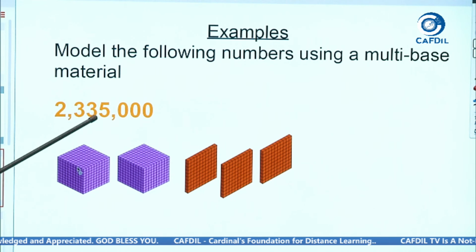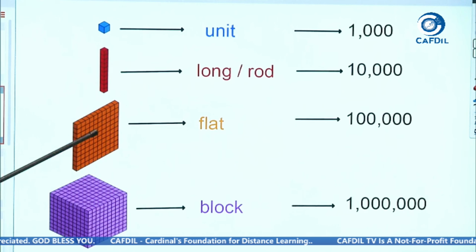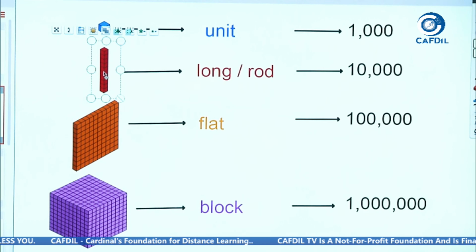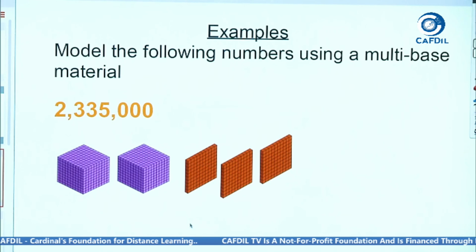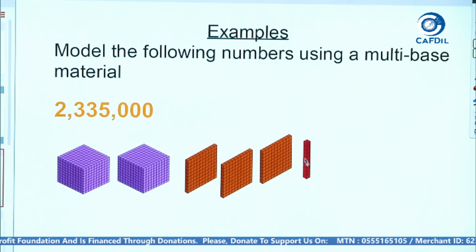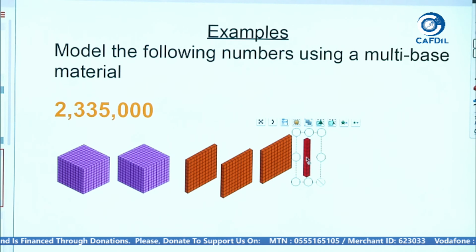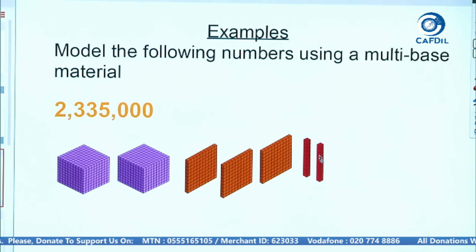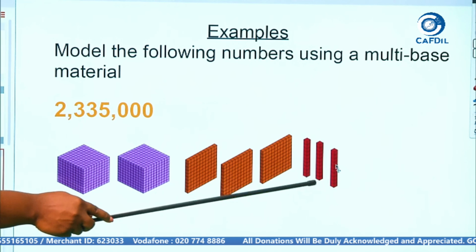The next will be our rod or the long. If 1 is 10,000, if we need 30,000, how many of the longs are we going to use? Yes, I hope you've written 3. That's correct. We will need 3 of the longs or the rod. And that's it. We have our 3 longs as well.